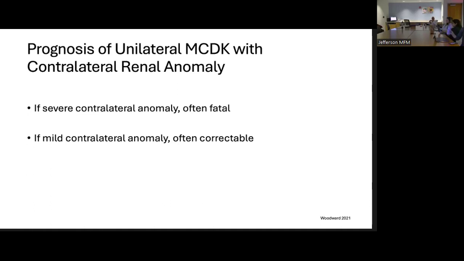So what is the prognosis if you have a unilateral MCDK with a contralateral renal anomaly? So it's not bilateral MCDK, but you have something else going on in the contralateral kidney. Well, it depends on what that anomaly is. If it's severe, then it's often fatal, much like bilateral MCDK. But if it's mild, it's often a good prognosis.